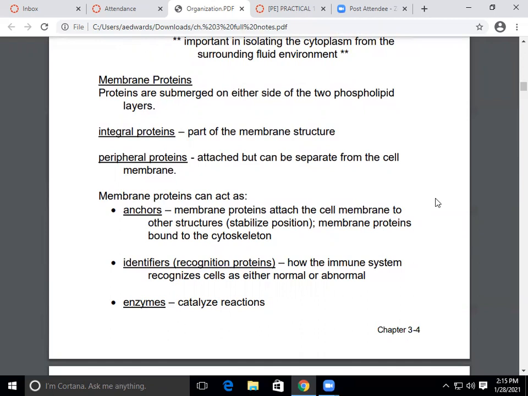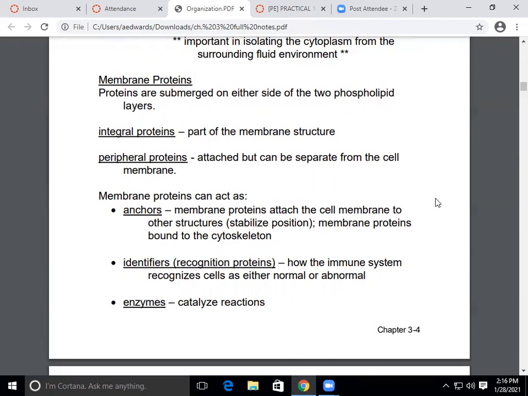Membrane proteins serve some roles, and again, these are good short answer or multiple choice type questions. They can serve as anchors, so they can attach your cell membrane to some other structure. An anchor, you throw it out and it docks your boat. It's a similar concept: you can dock that cell to something and stabilize its position.